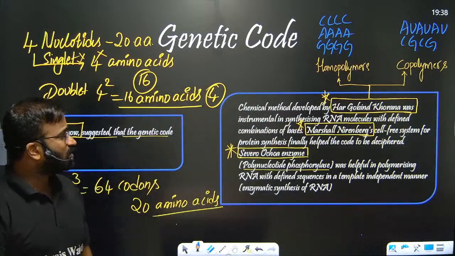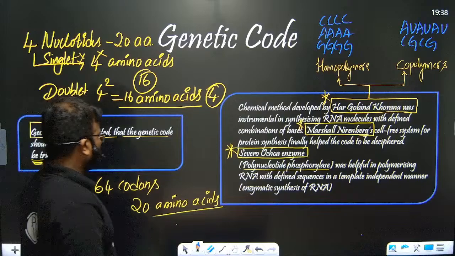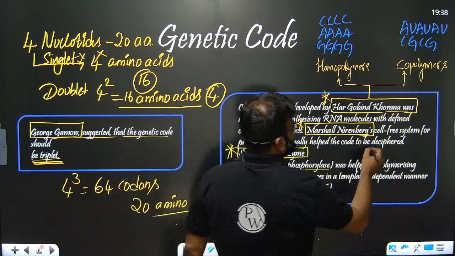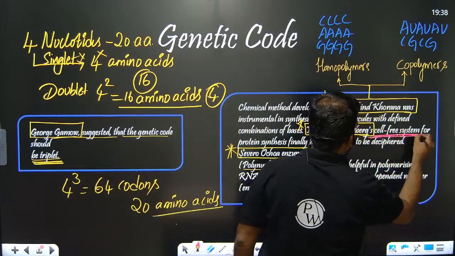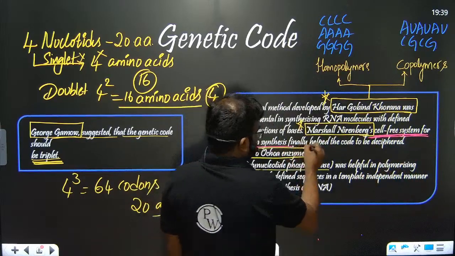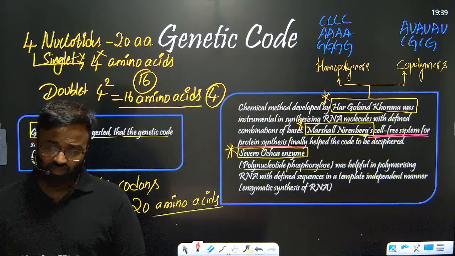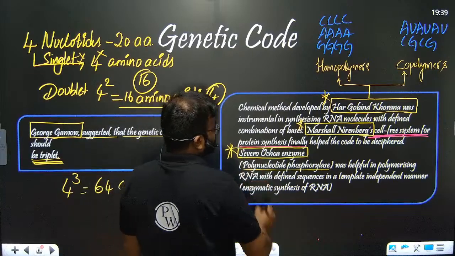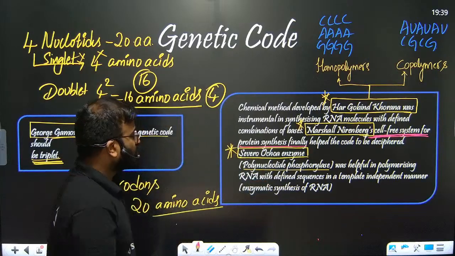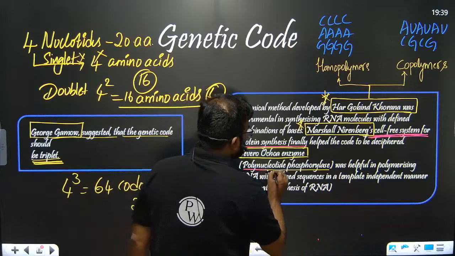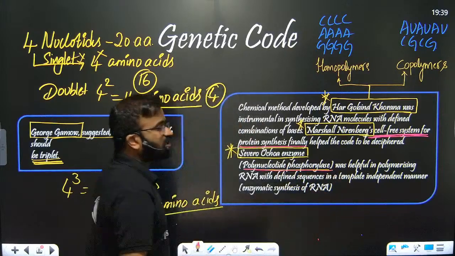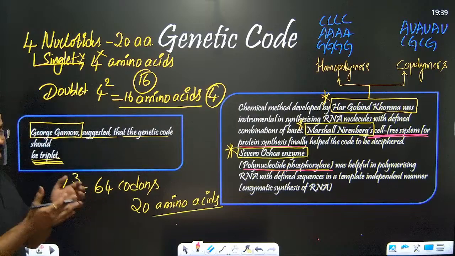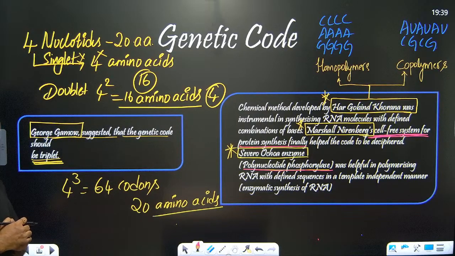Next comes Marshall Nirenberg, who developed a cell-free system for protein synthesis. Cell-free system for protein synthesis. And then comes Severo Ochoa, who identified an enzyme called polynucleotide phosphorylase, through which we can make an mRNA sequence.